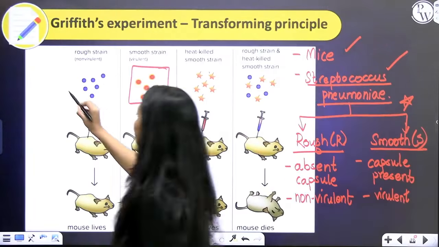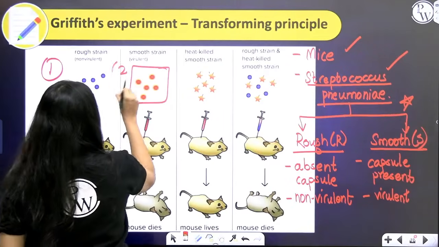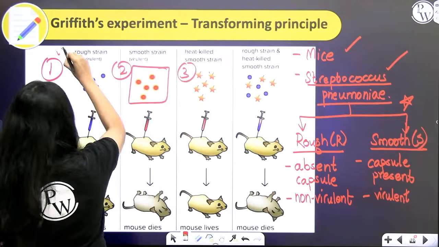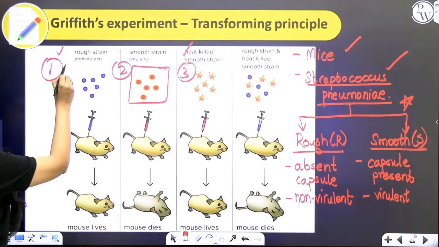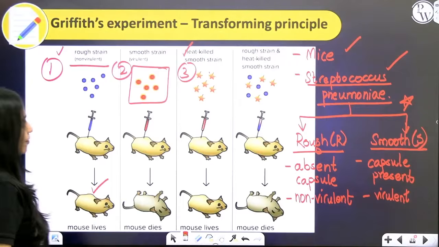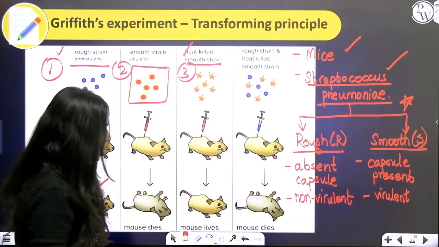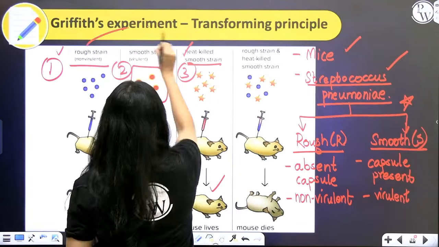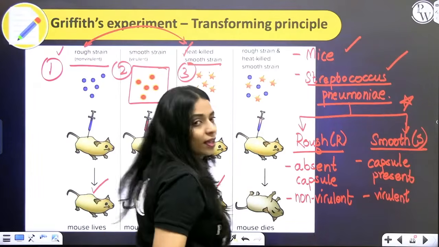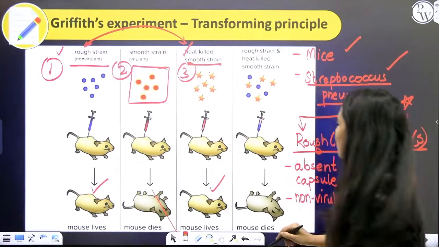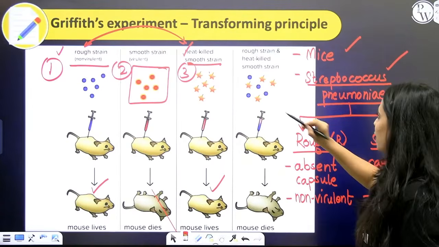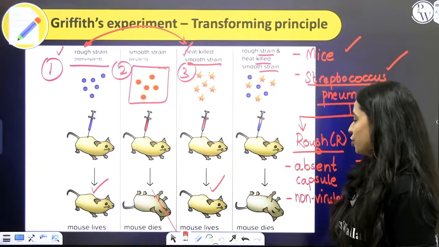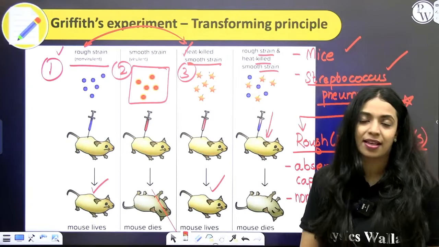Now let's look at the first case and the third case. The first and the third. Rough strain, mouse survived. Heat-killed smooth strain, mouse survived. What he did next was, he mixed this and this together in the next set of experiments. So he mixed them together, rough strain and heat-killed smooth strain, and injected that into the mice.